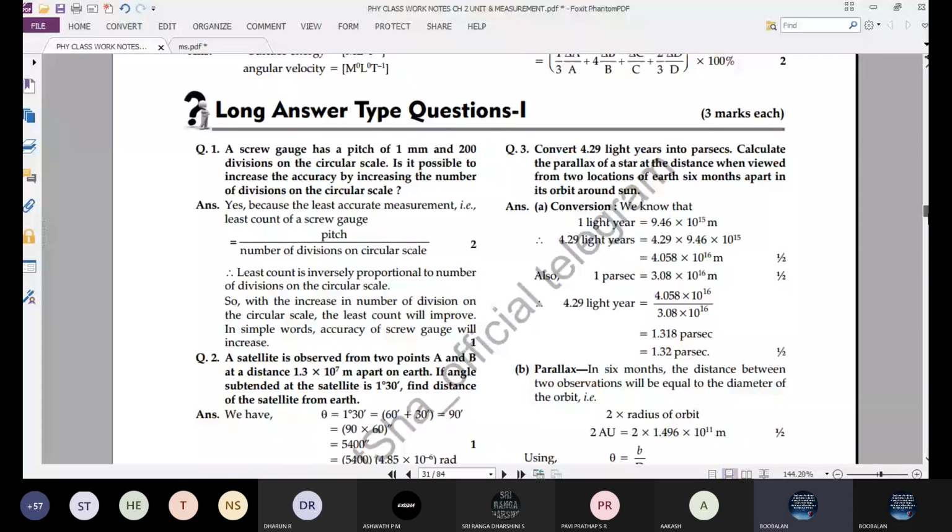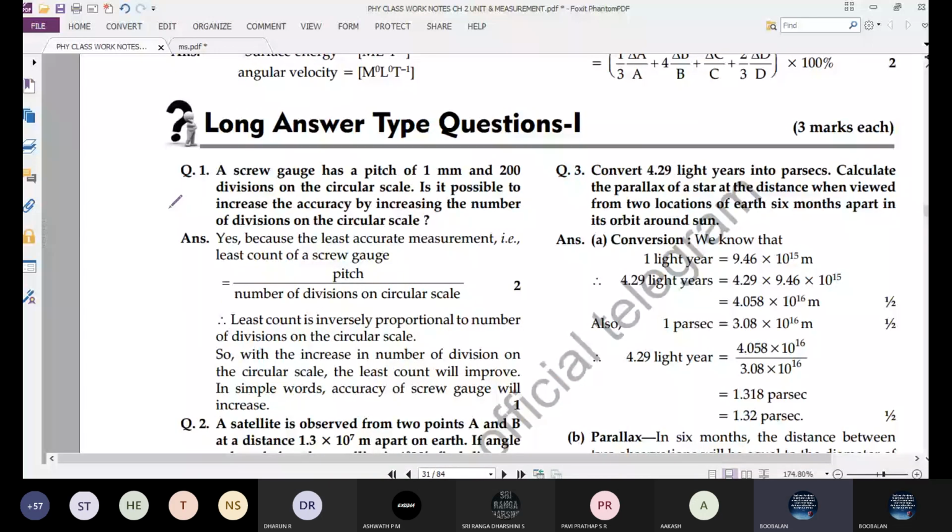Okay, see here, one problem. A screw gauge has a pitch of 1 mm and 200 divisions on the circular scale. Is it possible to increase accuracy by increasing the number of divisions on the circular scale? Yes, because of the least count. The least count formula of the screw gauge: pitch divided by the number of divisions on the circular scale. So 1 mm divided by 200, you will get the least count, that is 0.02 mm.